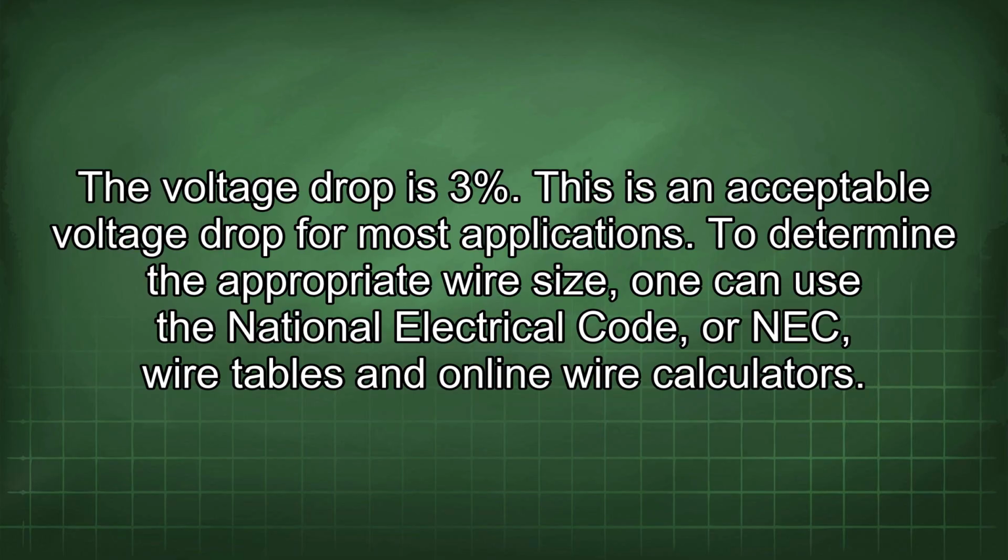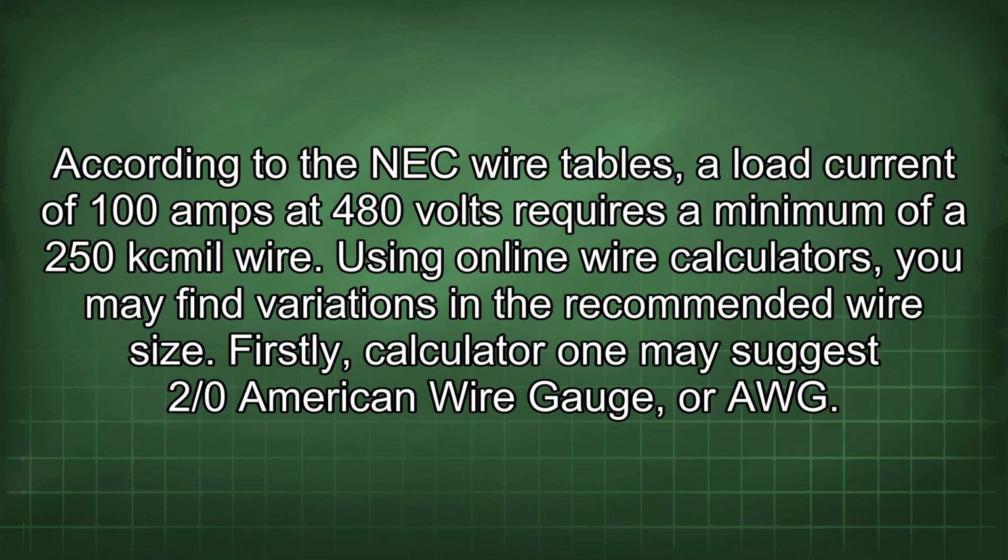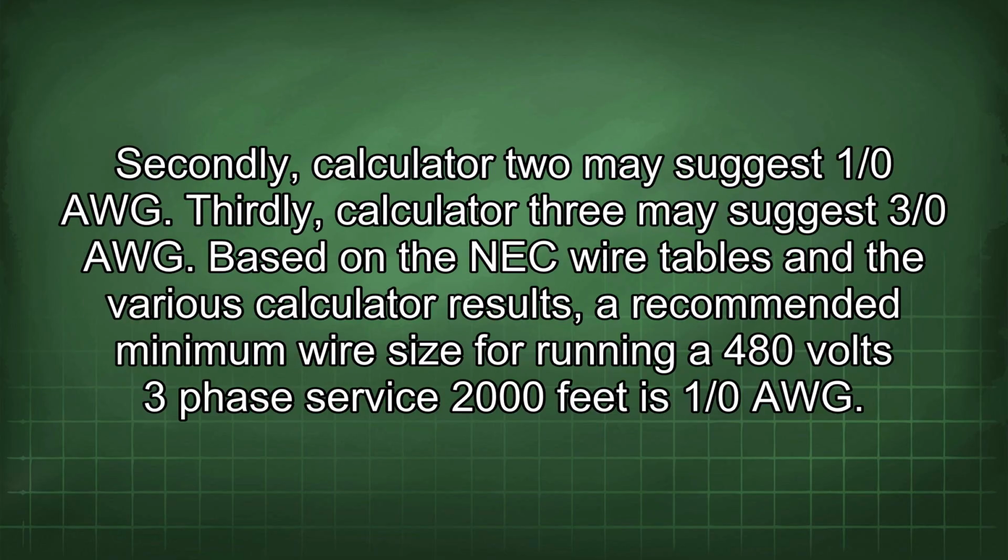This is an acceptable voltage drop for most applications. To determine the appropriate wire size, one can use the National Electrical Code, or NEC, wire tables and online wire calculators. According to the NEC wire tables, a load current of 100 amps at 480 volts requires a minimum of a 250 kcmil wire. Using online wire calculators, you may find variations in the recommended wire size. Firstly, calculator 1 may suggest 2/0 American Wire Gauge, or AWG. Secondly, calculator 2 may suggest 1/0 AWG. Thirdly, calculator 3 may suggest 3/0 AWG.